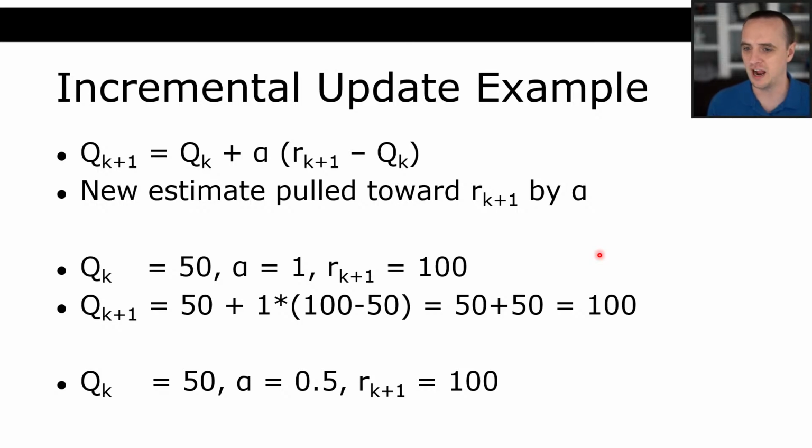If, however, our alpha was 0.5 instead of 1, then what we're actually doing is moving halfway from our old estimate to our new estimate. So let's think about that intuitively. If I get 100 and I had 50, what is halfway between 50 and 100? It's 75. Let's see if the math works out.